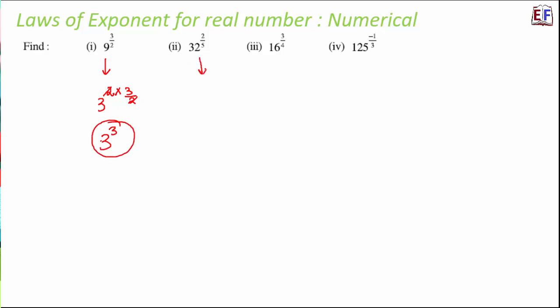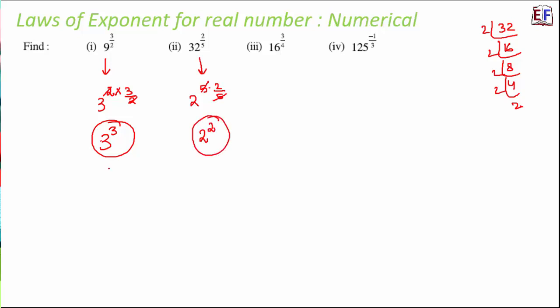32 to the power 2 by 5. So 32, how do we write 32? So just do its LCM. 2 16s are 32, 2 8s are 16, 2 4s are 8, 2 2s are 4. So 32 is actually 2 to the power 5. So 2 to the power 5 multiplied by 2 by 5. So 5 will get cancelled. This is 2 to the power 2. So 3 to the power 3 is what? 27. 2 to the power 2 is what? 4.